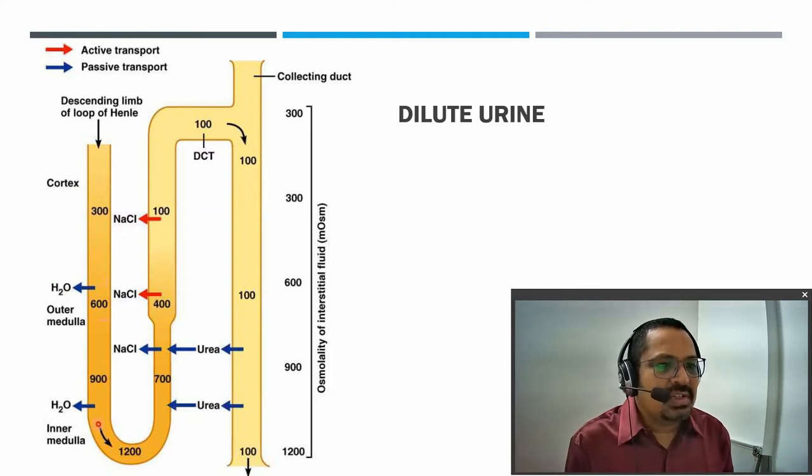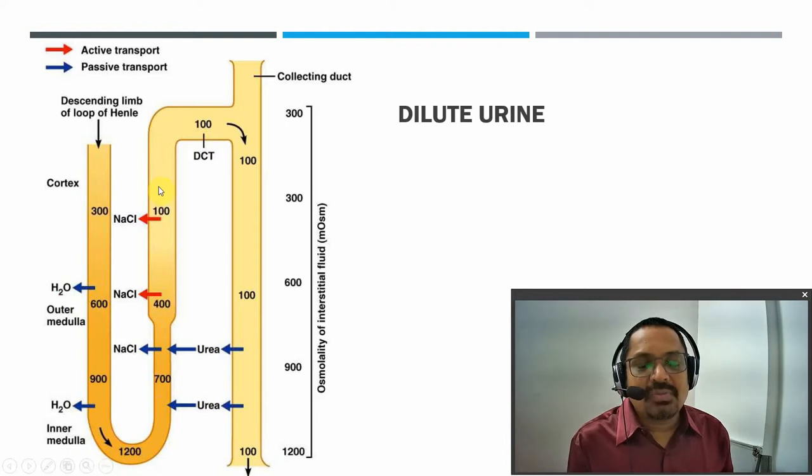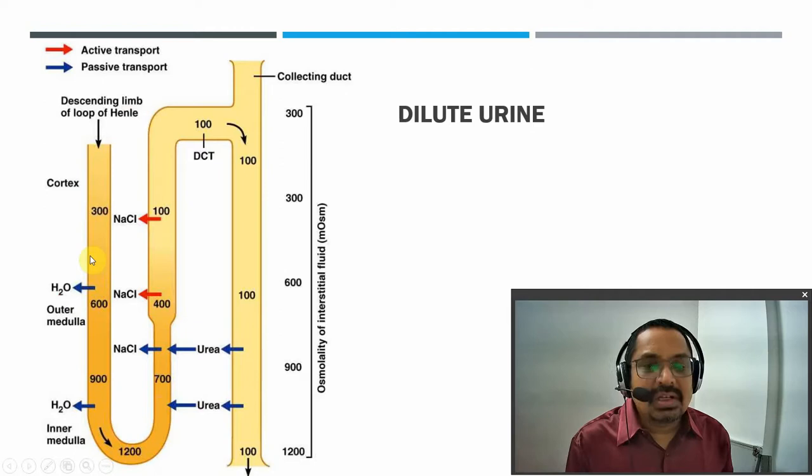This is the part, the descending limb of the loop of Henle. The drugs which form a dilute urine will act on this part. Not much action takes place in the ascending loop of Henle, because there only salts are reabsorbed and water reabsorption will not be affected much. Only salt reabsorption by active processes takes place over here. So the descending loop of Henle is affected whenever dilute urine is formed.